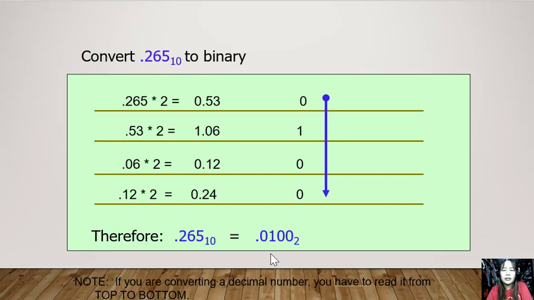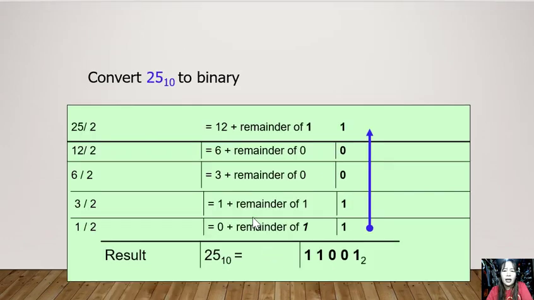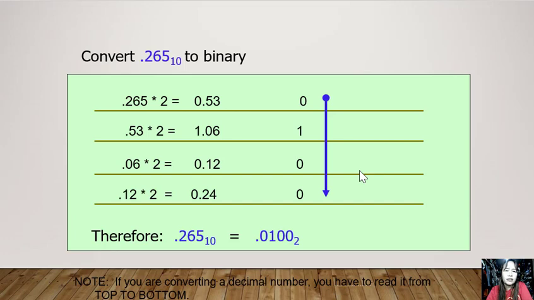Okay, I hope that clears that part of our discussion. So please take note that in converting 25 here to binary, because it is a whole number and we are dividing it by 2, we read the result from bottom up, whereas in this case, because it is a fractional form or decimal number, you have to read it from top to bottom. So we're reading it from 0100 and not from 0010. Okay, I hope that makes sense.